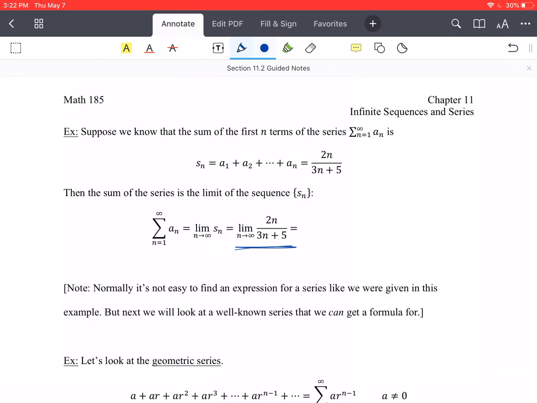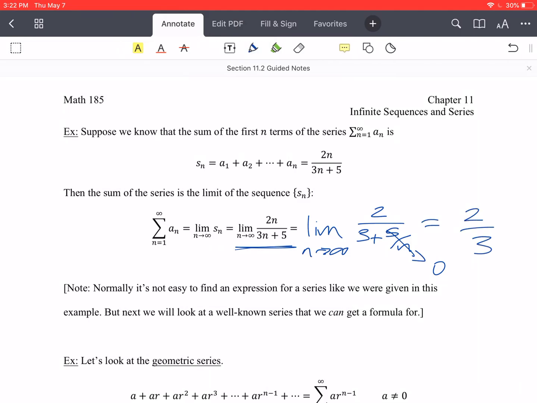So take the limit of that expression, we can play around with this algebraically, right, multiply top and bottom by 1 over n, so that's just going to be 2 over 3 plus 5 over n. As n goes to infinity, that term goes to 0, so we're just left with 2/3. Okay. So in other words, that infinite series would sum to 2/3, if we let it go on forever.